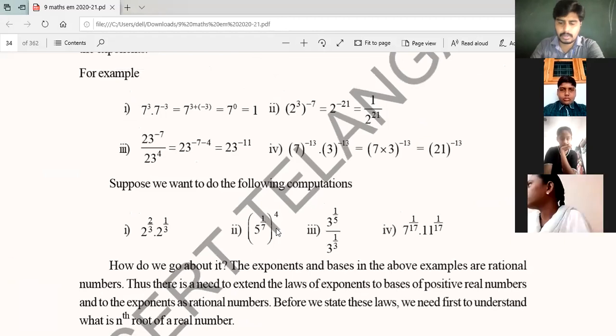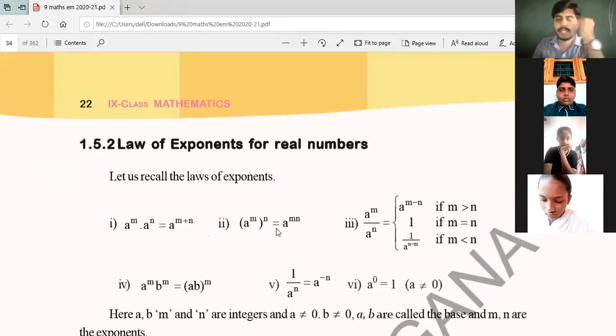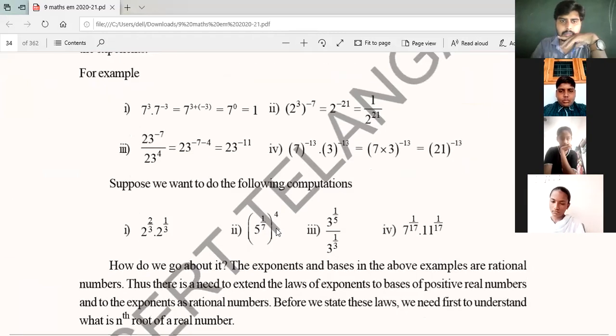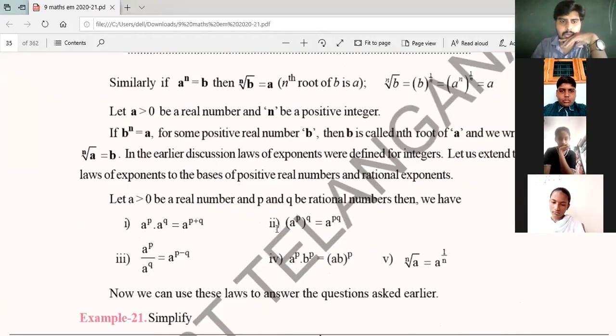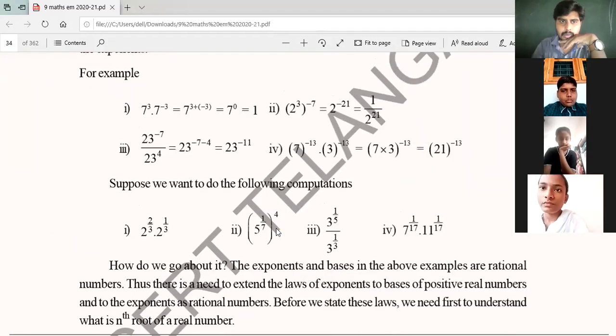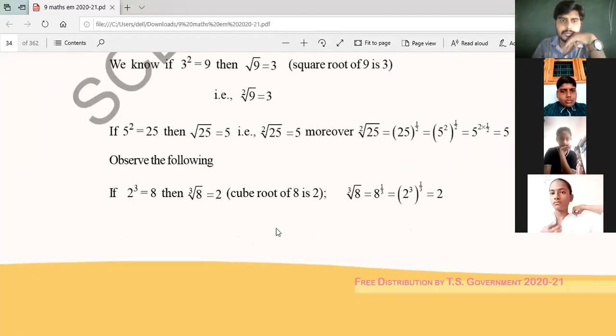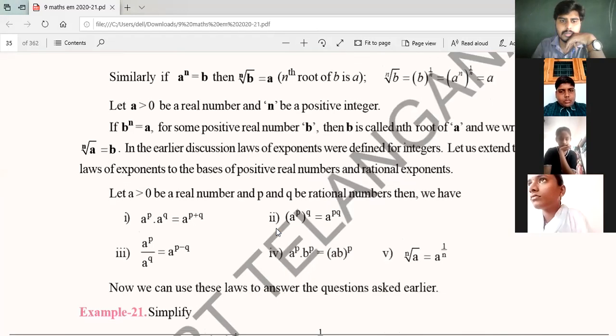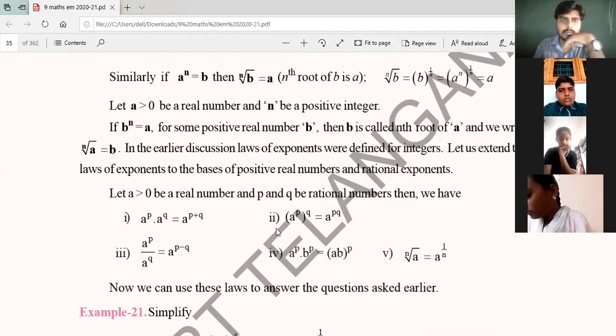So in the last class, we discussed the law of exponents of real numbers, right? Before going to that, let us learn one more thing.